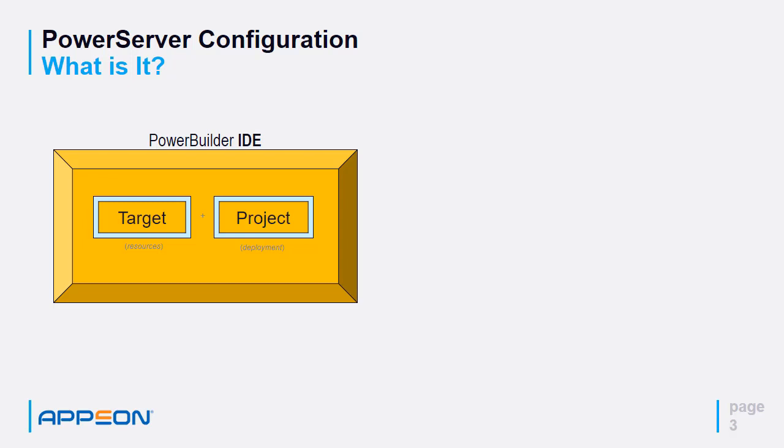Well, if we look at the PowerBuilder IDE, we'll see that in normal Win32, Win64 applications, we actually build a project object. That project object tells PowerBuilder how to deploy your particular PowerBuilder application. It also includes resources for that particular project or application executable as well.